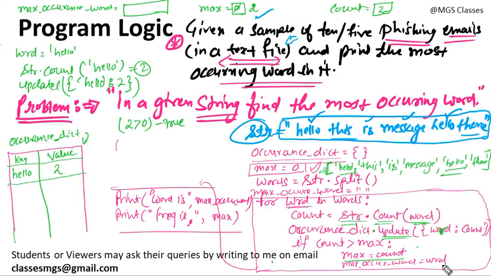And your maximum occurrence word, what will it become? It will become the current word. What is the word value? Word value is this, hello. So hello will come in this most occurrence word currently. This will be the string.